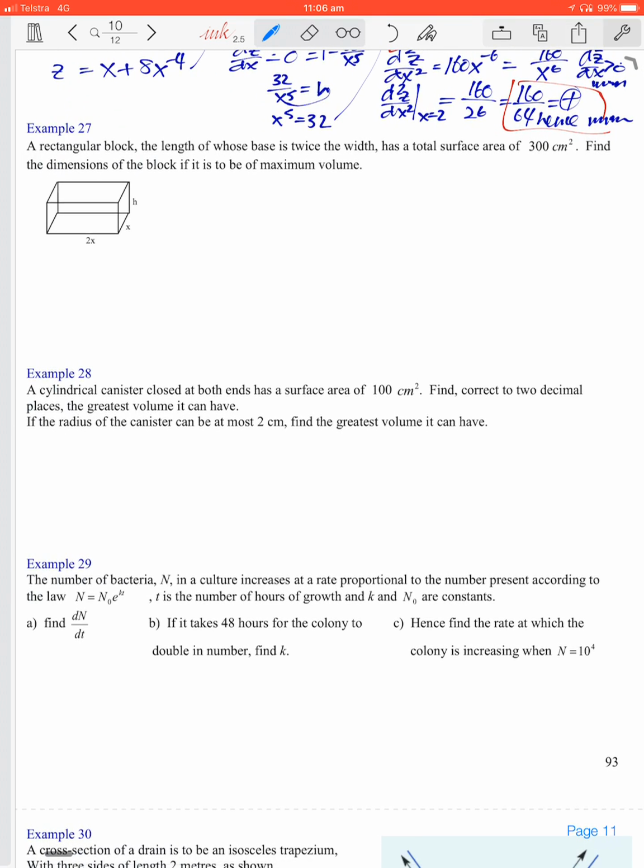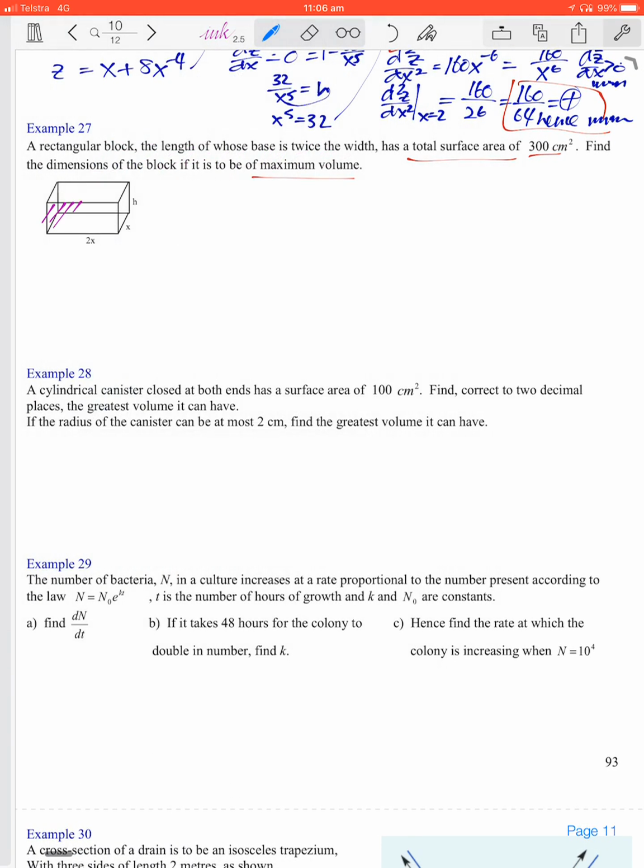Okay, next one, a rectangular block whose base is twice the width has a total surface area of 300 centimeters squared. Find the dimensions. Okay, so this is a bit confusing because we've got total surface area and then we want to find maximum volume. Total surface area of a three-dimensional shape, in this case a cuboid.